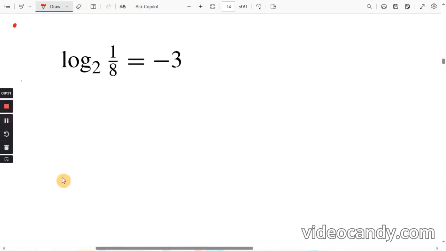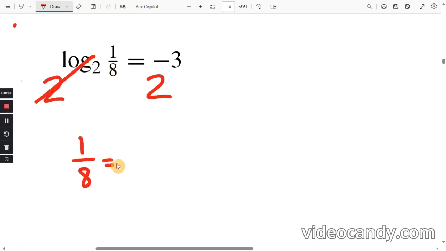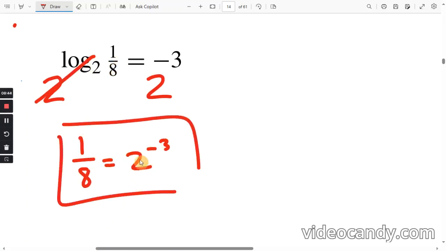All right, try this one. Same thing. The base number is a 2. So you want this base to be a 2 as well. Whatever you do to the left, you want to do that to the right. The 2 and the log base 2 cancel. You are left with the argument of 1/8. And that equals 2 to the negative 3. And that's actually true. 2 to the third is 8, but 2 to the negative 3 is the reciprocal, which is 1/8. So that works.